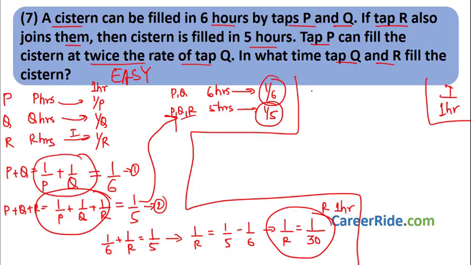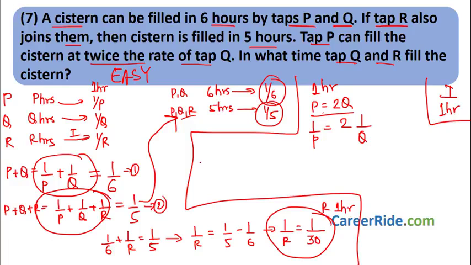What have they given? P can fill the cistern at twice the rate of tap Q, right? So if we take 1 hour, P will do twice the work of Q, because P is 2 times faster than Q. Rate of flow of water from P is 2 times the rate of flow of water from Q. That means in 1 hour, the amount of work done by P will be 2 times the amount of work done by Q. What is the amount of work done by P in 1 hour? 1 by P. That is 2 times the work done by Q in 1 hour. Correct? So 1 by P is nothing but 2 upon Q.